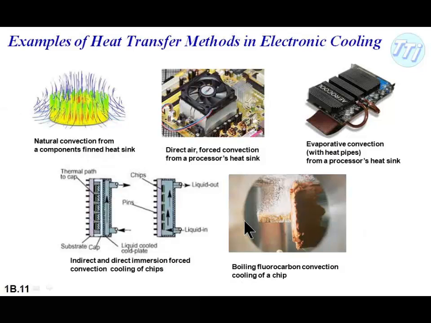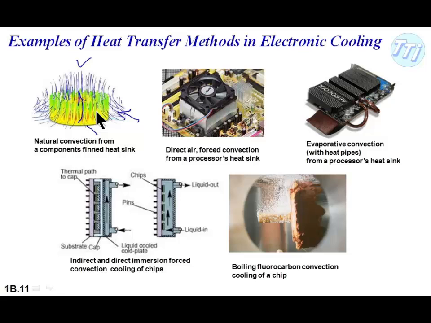Okay, just some examples of heat transfer methods in electronic cooling. So in the upper left is an example of natural convection. Again, convection is the movement of fluid, right? And so this is a computer prediction showing arrows showing airflow, and the color of the arrow is associated with the temperature, where the blue is the cooling air coming in, and then the yellow, red, and green is the hot air being carried away from the heated surface right here. So free convection, natural convection, that's a freebie.